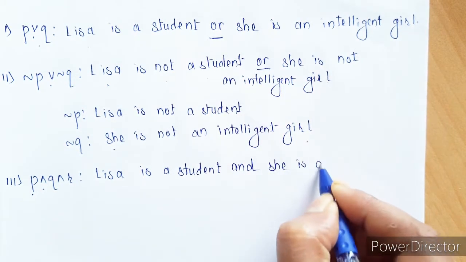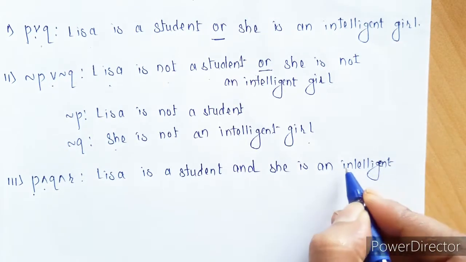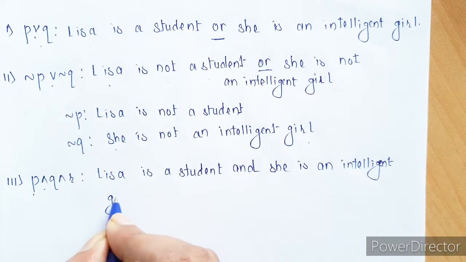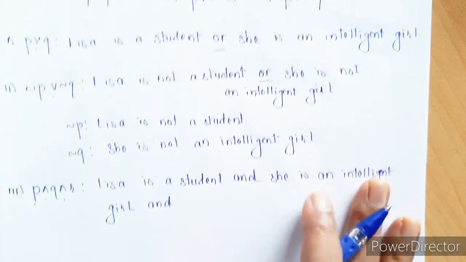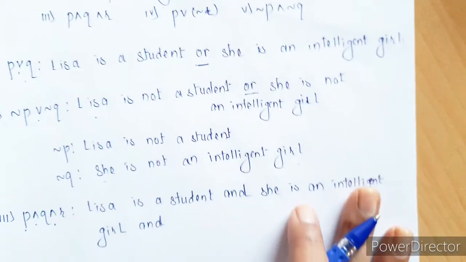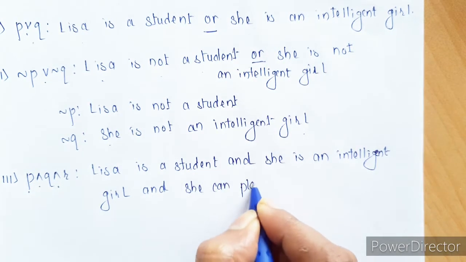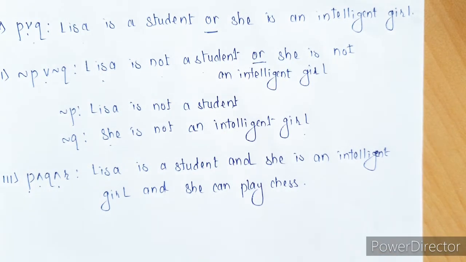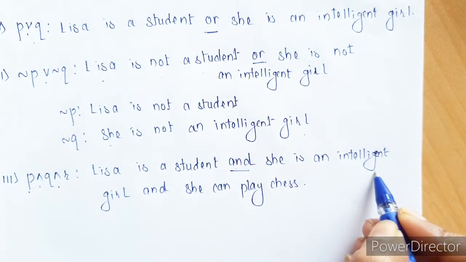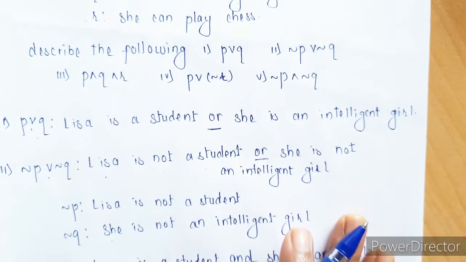Next, again connective and, and then statement R, that is she can play chess. So what we got is Lisa is a student and she is an intelligent girl and she can play chess. So we are connecting all three using connective and. Moving on to the fourth one.